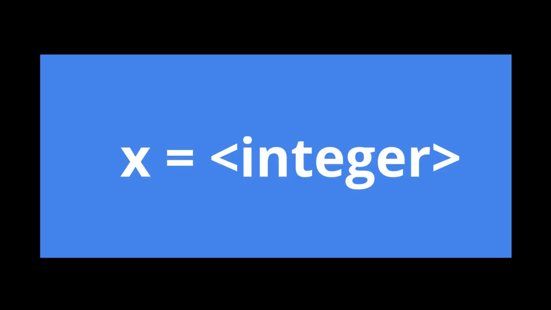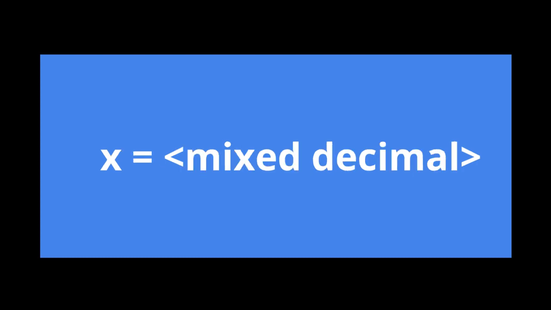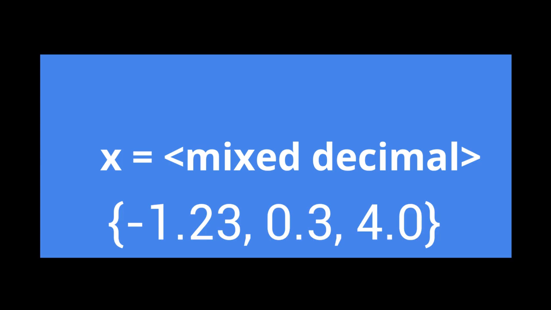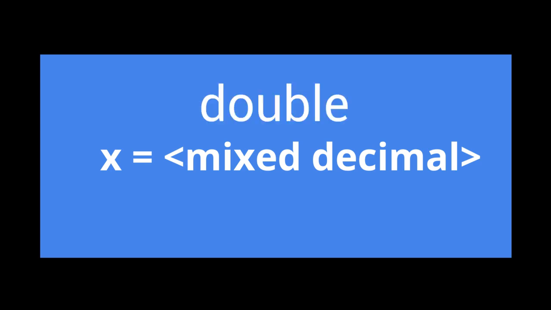The first one is a variable that can only be set equal to an integer, like -1, 0, or 3. This is most often referred to as an int. The next one is a variable that can only be set equal to a mixed decimal, like -1.23, 0.3, or 4.0. This is often referred to as a double.